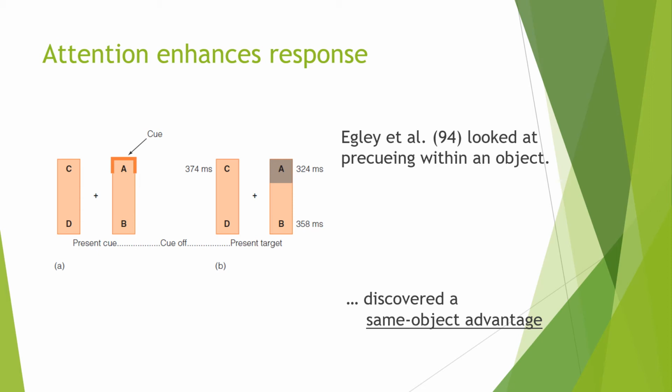And if the cue came up at A and the target came up at C, people were at 374 milliseconds. So what they found was people were significantly faster at B when the target came up at B, even though they precisely measured such that B was the same distance from A as C. So they were faster at B than at C, because what they were arguing was that this kind of attentional spotlight really spreads, so that they discovered this same object advantage.